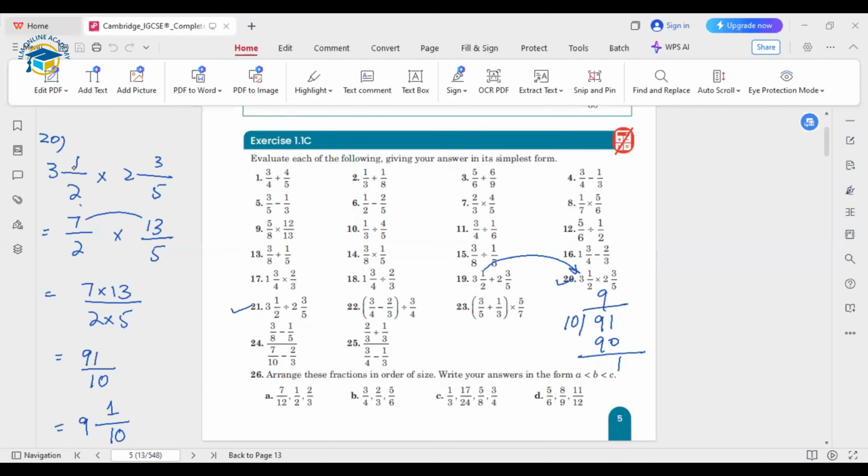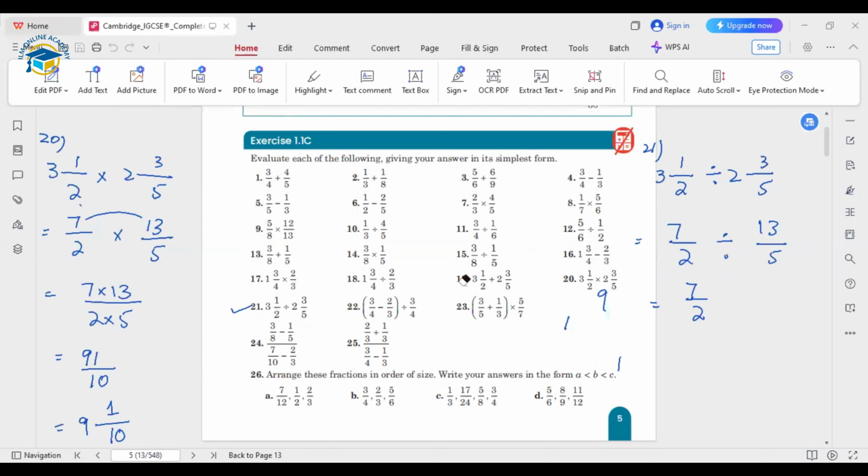Next, similarly, we are going to go on with the division. For division, I told you that you need to first change the division into multiplication, and then we are going to convert it. So 3 2 times is 6 plus 1, 7 by 2. And here 5 2 times 10 plus 3, it would be 13 by 5. So the first thing that I'm going to do is change this division sign into multiplication so that we can simplify the fraction further.